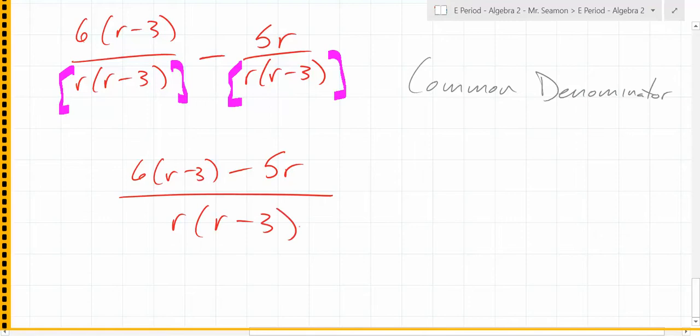Now that could be simplified a little more. We're not going to do that quite yet. And you might ask yourself, why do this if it doesn't look any nicer? Sometimes the only way to move forward on a problem is to combine fractions. Sometimes you have to combine fractions.